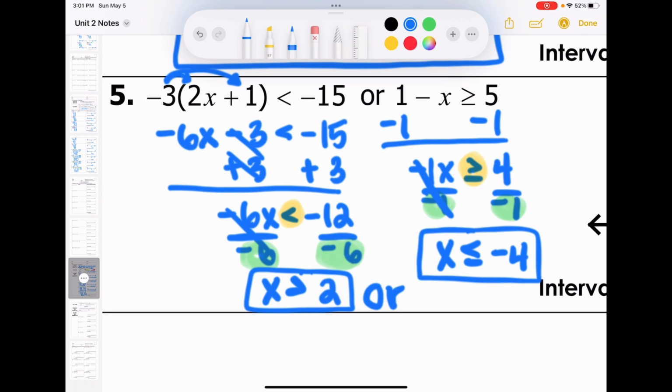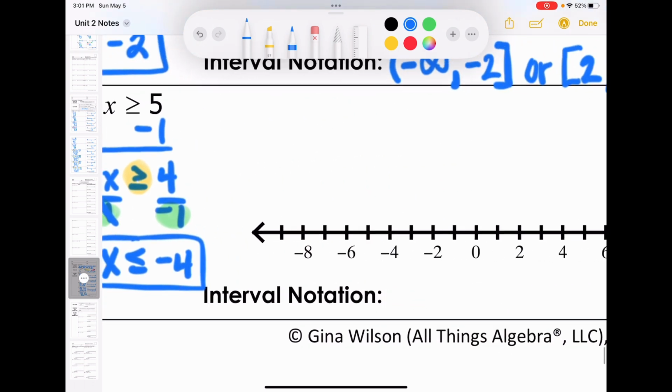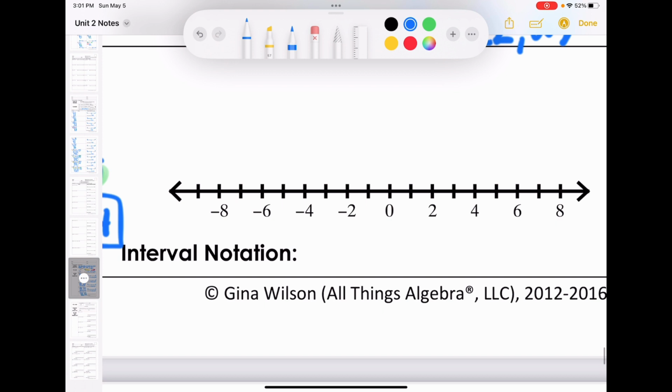All right, so now we're going to graph these. So looking at our number line, my first one is x is greater than 2. So that's an open circle on 2. And I'm going to shade to the right because it's greater than. My second one is x is less than or equal to negative 4. So that's a closed circle on -4, and it's shaded to the left because it's less than.